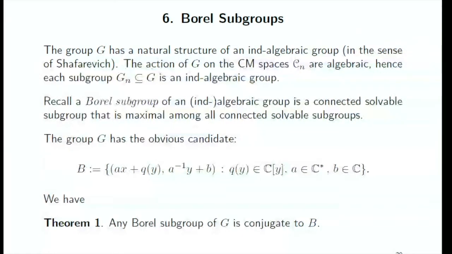Of course, this B, as I said, as a discrete group, you can take G to be either the Cremona group or the automorphisms of the Weyl algebra. As I said, they have different ind-algebraic structures, but as discrete groups, they're the same. They're isomorphic. So you can look at G, and this group B in each of them. And then the first theorem is exactly what you expect, what you have in the finite dimensional case: any Borel subgroup of G is actually conjugate to B.